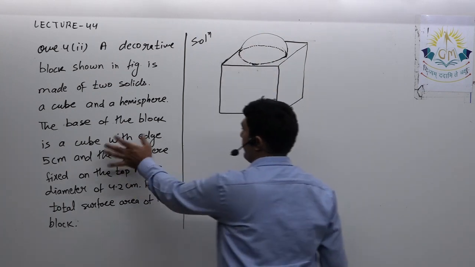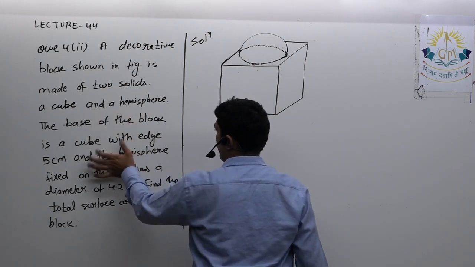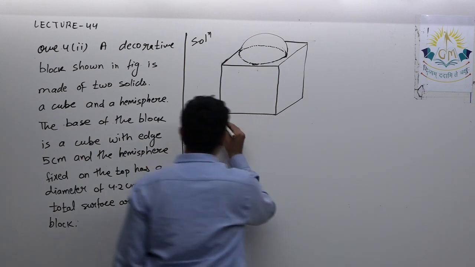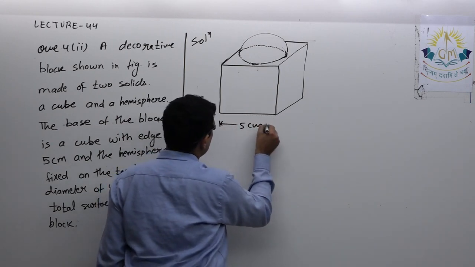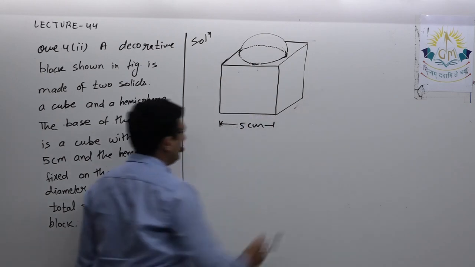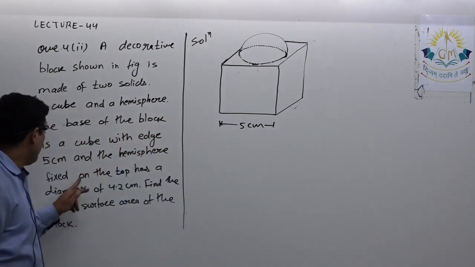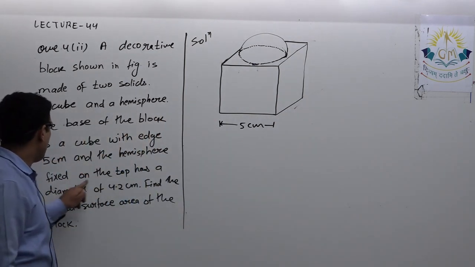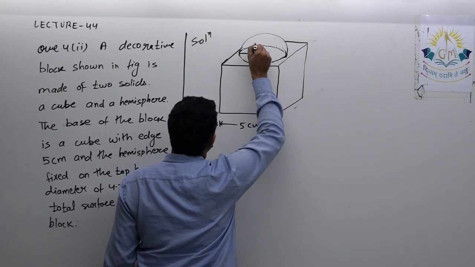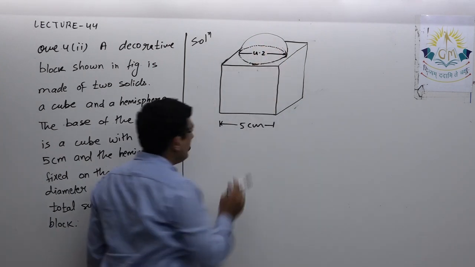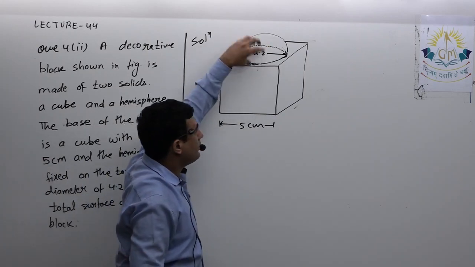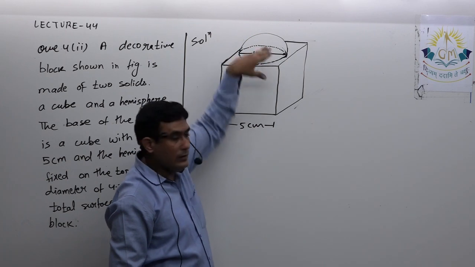Now the base of the block is a cube whose edge is 5 centimeter. That means this is 5 centimeter, this is again 5 centimeter and this is again 5 centimeter. Edge is 5 centimeter. What else is given? The hemisphere fixed on the top has a diameter of 4.2 centimeter. That means this hemisphere is not like that which touches all the sides. It is in the middle of the upper surface of the cube.